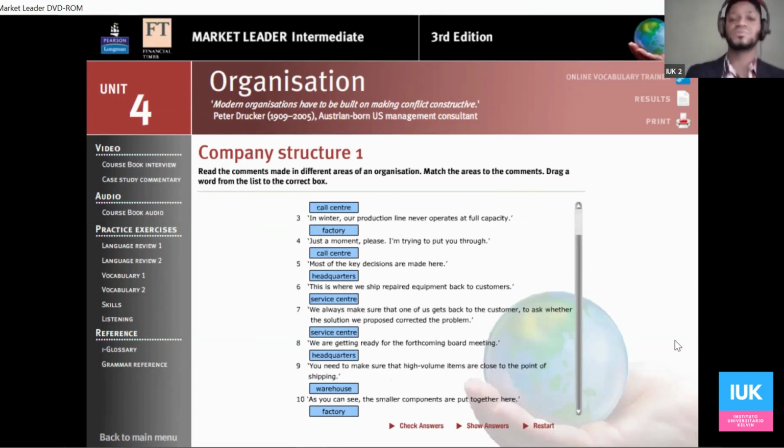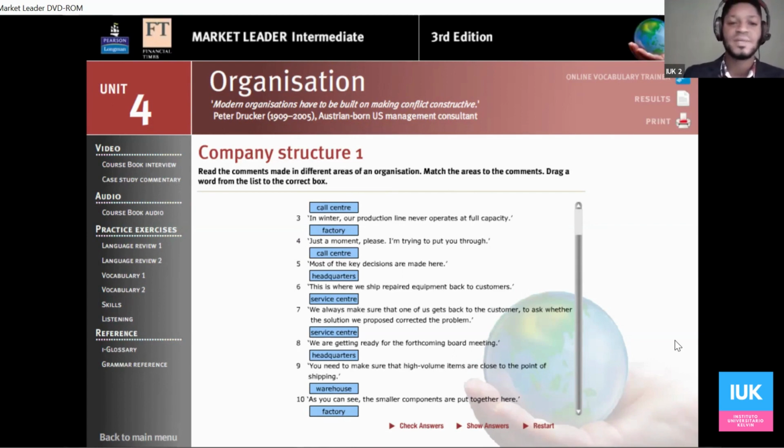Do they receive customer complaints or customer comments, or do they respond to them? They do both. Okay. 8, we are getting ready for the forthcoming board meeting. That's at the headquarters. The headquarters will most likely be the location for a board meeting. Most companies are run by a board of directors who make important decisions together.